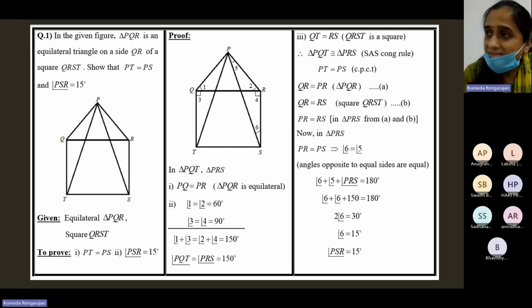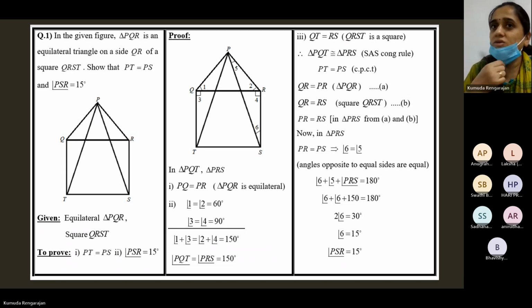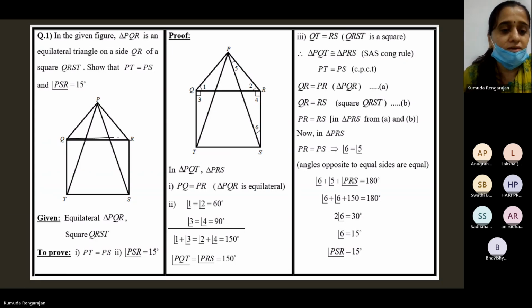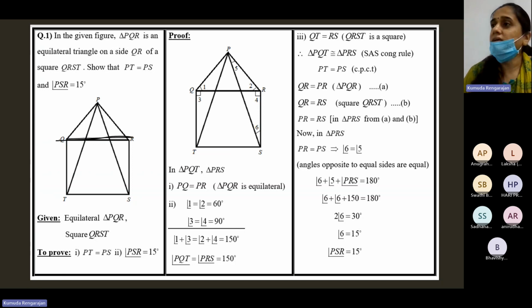Now, there is one side which is common to the equilateral triangle and the square. And that is QR. QR is a side which is common. This side is common to both the equilateral triangle and the square.